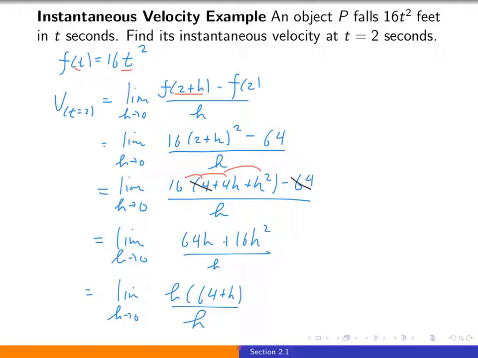And we're dividing by h. So we see that the h's cancel. What we are left with is the limit of a polynomial. So by the substitution property, the value of our limit is 64.